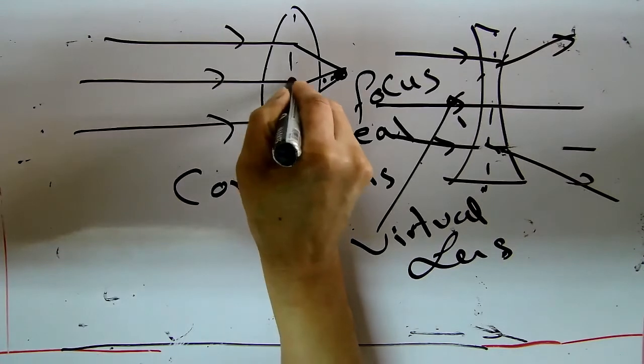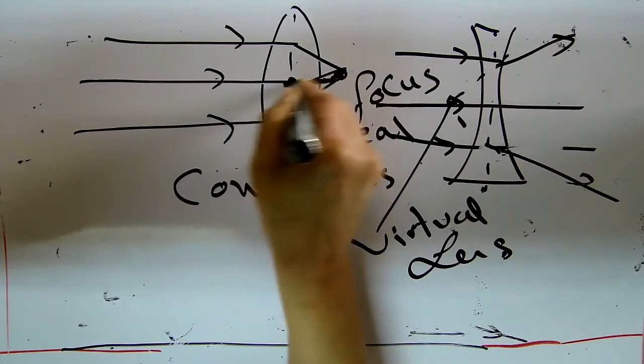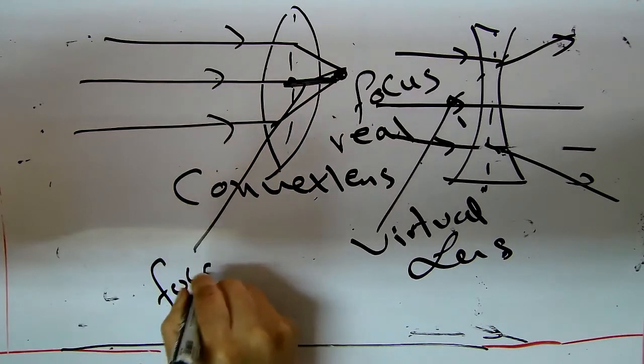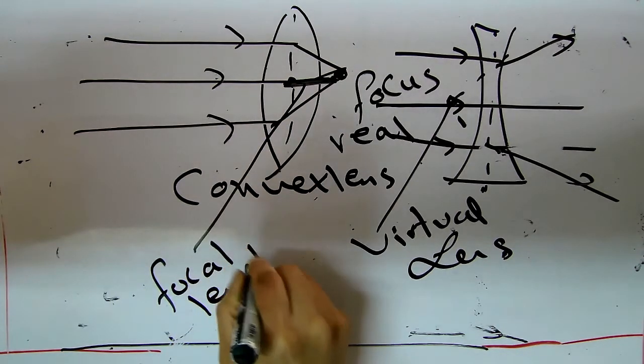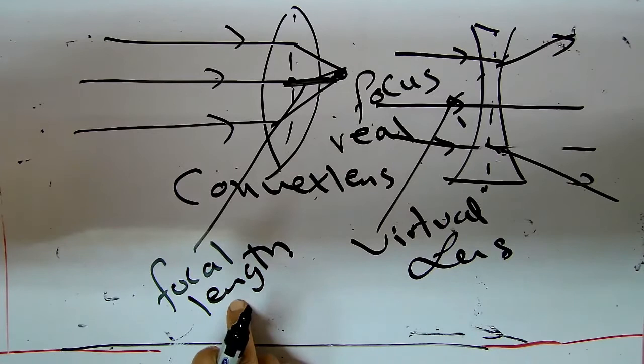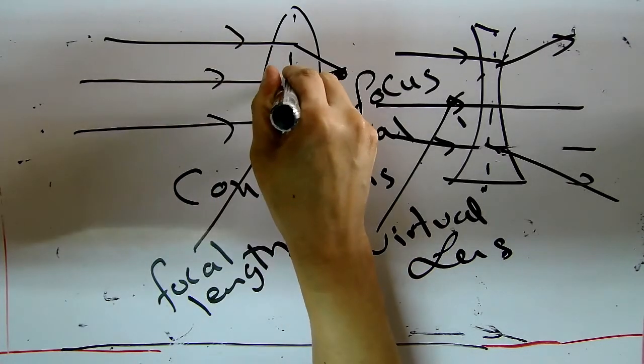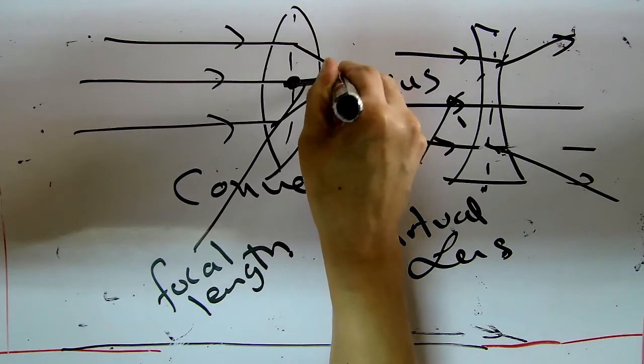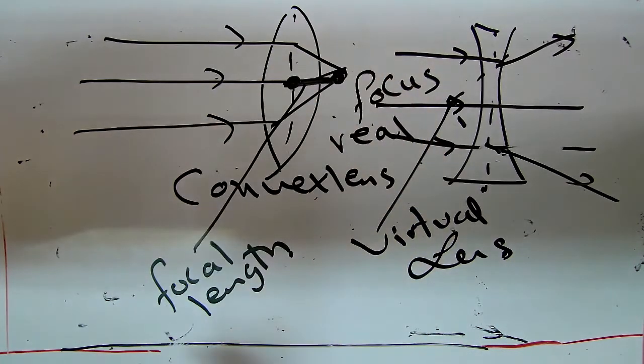The distance between the focus and the optical center is known as the focal length. Focal length: it is the distance between the optical center of the lens and the principal focus.